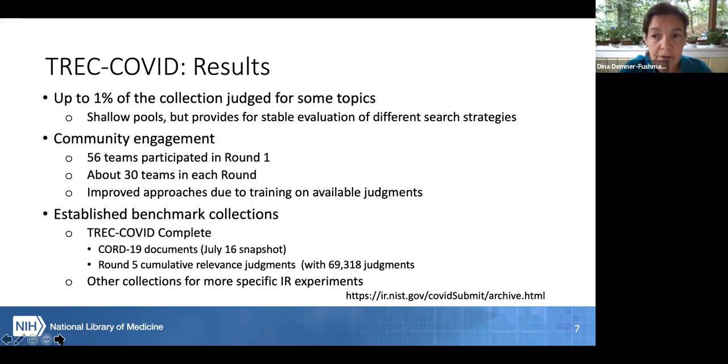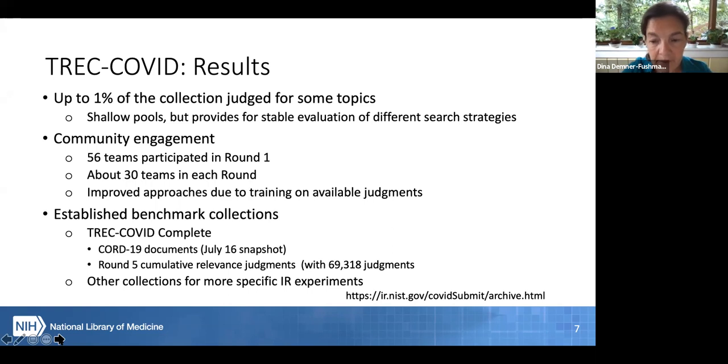And then Ellen Voorhees was very concerned that we have these very shallow pools and the documents are all relevant. So is the collection actually stable? And she has done lots of experiments showing that that collection is stable and it's fine to use it to evaluate your approaches. And for most purposes, this complete TREC-COVID collection that combines all the judgments should be used. But if you have some very specialized needs for evolving topics and evolving judgments, then you can use the other subsets. They are all provided there.